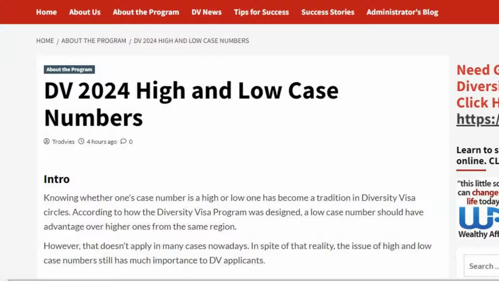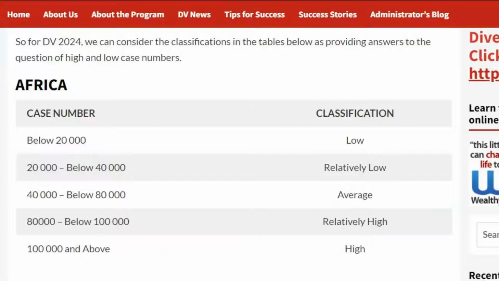And so what I'm going to do now is to take you over to that article in order for us to consider the classifications of various approximate case number ranges from each of the regions. So now let's do that. So this is the article in question, and in this article we have tables showing various case number ranges along with their respective classifications based on case numbers that have been reported by DV 2024 applicants. Now, I must mention that the case numbers reported are from entire regions and not from specific countries.